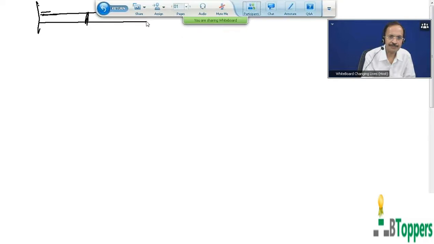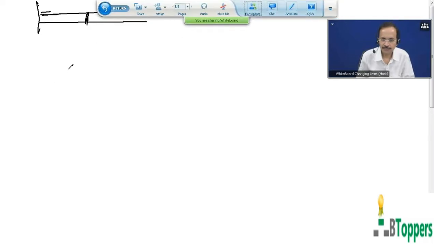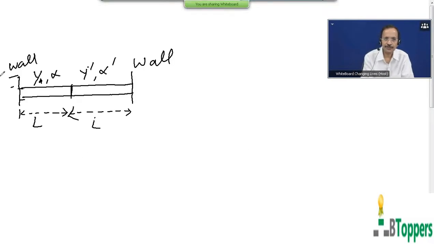So I am going to discuss another special case where you have two rods of the same dimensions placed side by side. Both the rods, suppose, have the same original length L. So I am going to discuss the next special case here.